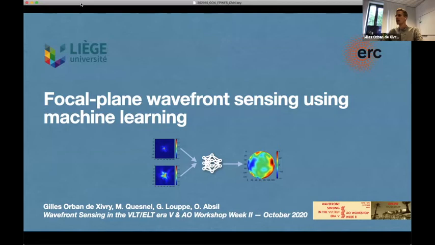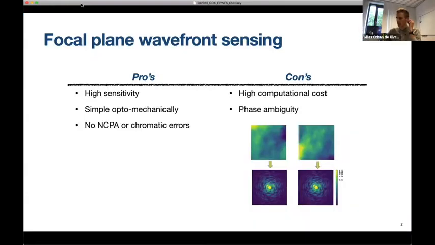So we'll continue here on focal plane wavefront sensing, here using machine learning to perform the measurement. We've heard all about the advantage of focal plane wavefront sensing, that is the high sensitivity, but it's also very simple optomechanically. And if you use your science camera to perform the measurement, you don't have non-common path aberration or chromatic errors. Now, the downside is that it requires a lot of computation.